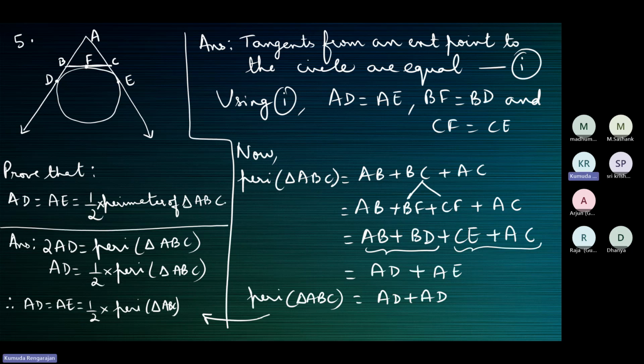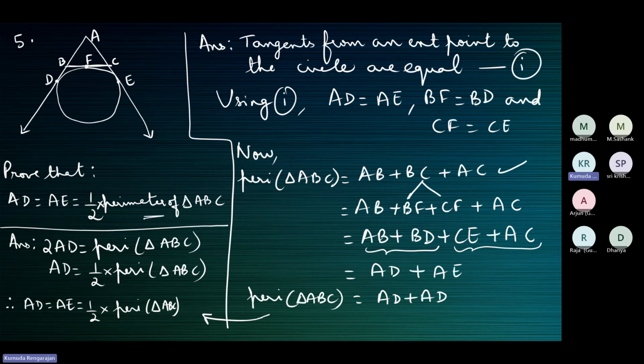So to get this result, children, you start with the perimeter of triangle ABC. See the results above that you know very well, from the theorem that tangents from an external point of the circle are equal. You start with the perimeter of triangle ABC. So what is the perimeter of triangle ABC? It is AB plus BC plus AC.